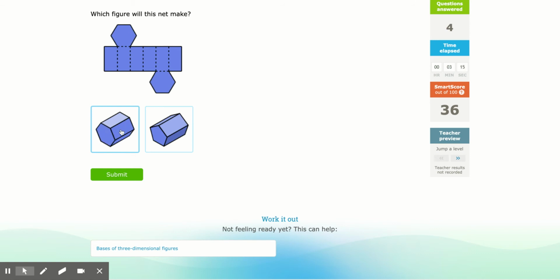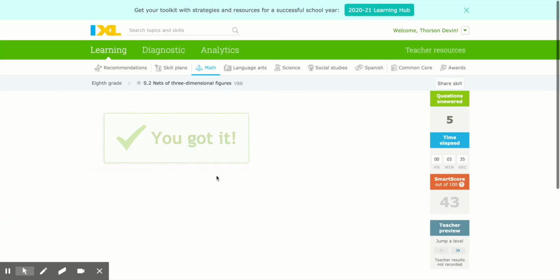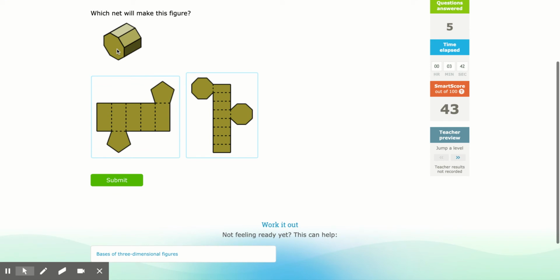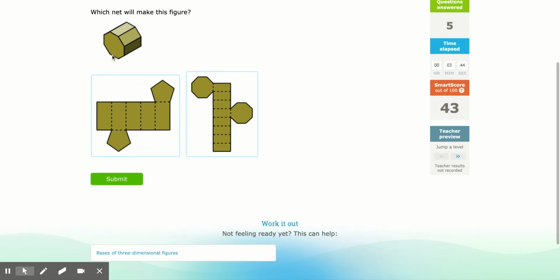So maybe better than counting the edges, count the sides. There's 6 rectangles. Here there would be 5 rectangles and the 2 pentagons. This would be the hexagon with the 6 sides. Well, this is a hexagon. That right there kind of gives it away that it's this one. But we also have 1, 2, 3, 4, 5, 6 sides. So that's the hexagon. Again, here looks like we have an octagon, which means there's 5 rectangles that go around.